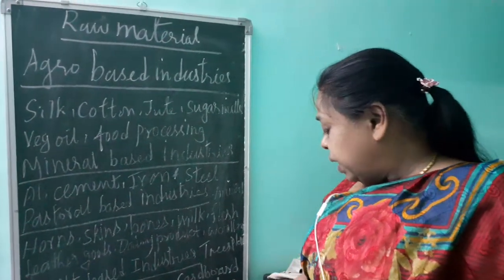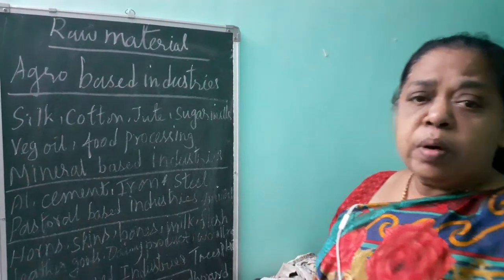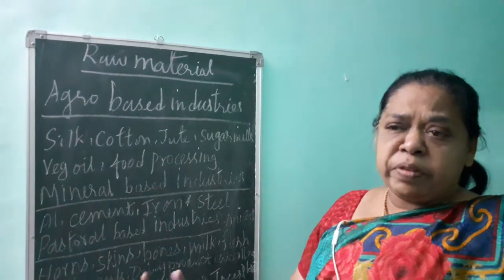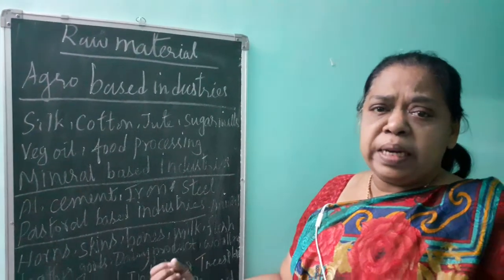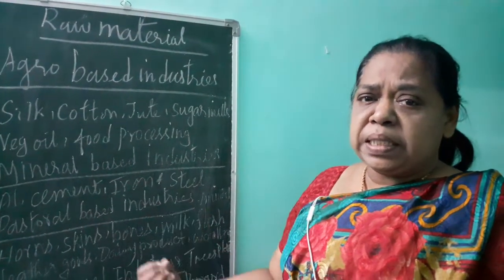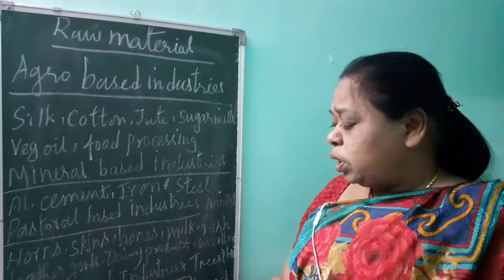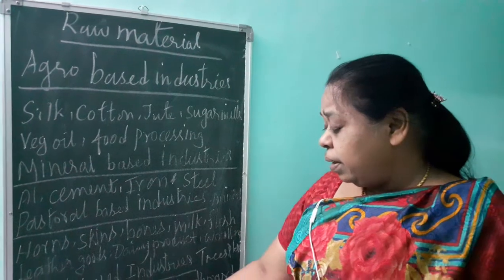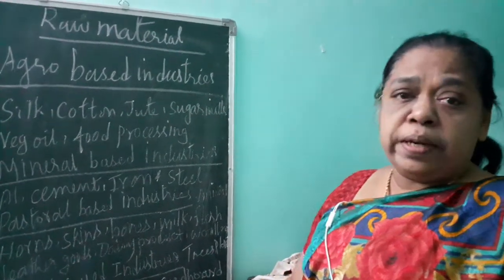And then cod liver oil. Cod is one kind of fish. From this fish liver they are taking some oil. It is used for medicinal purposes. So these come from the sea and ocean. So it is called a marine-based industry.